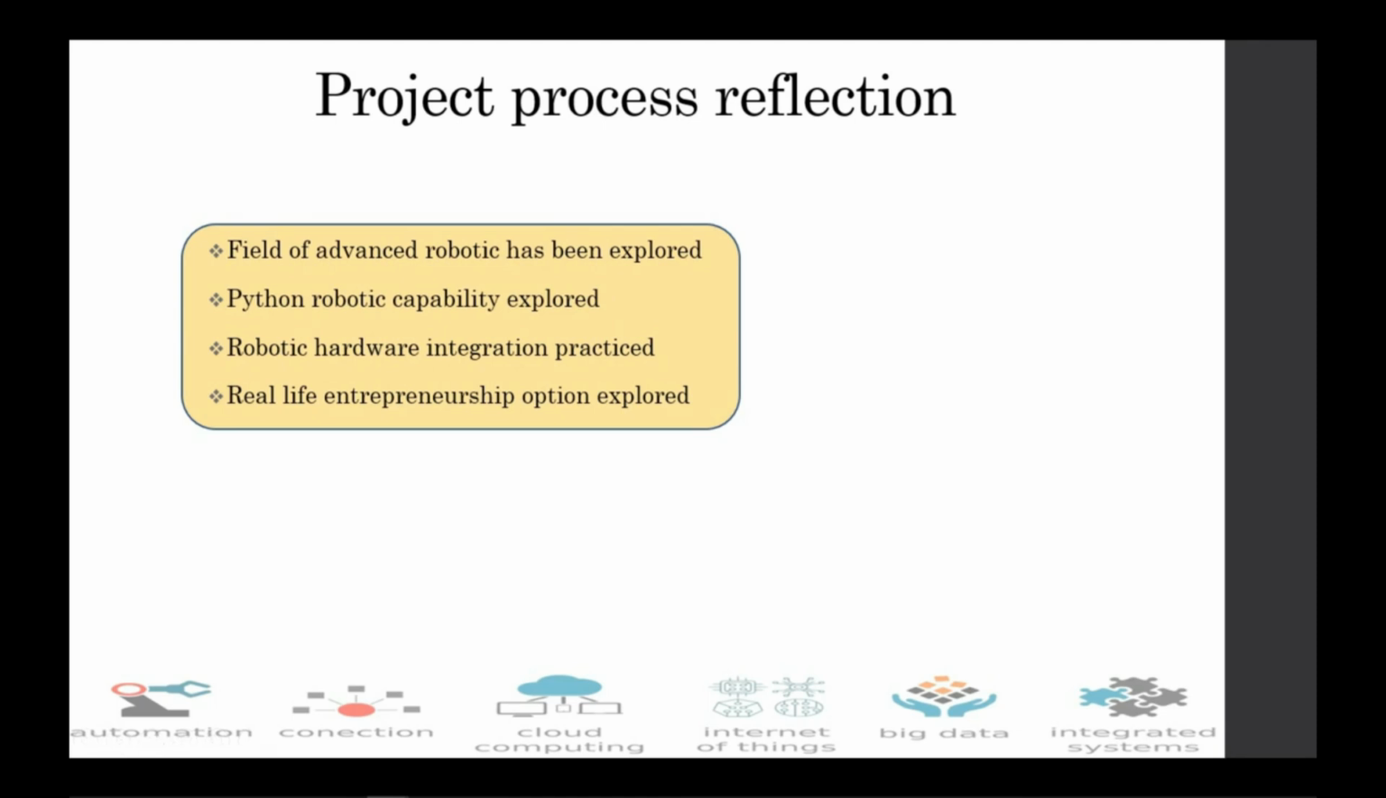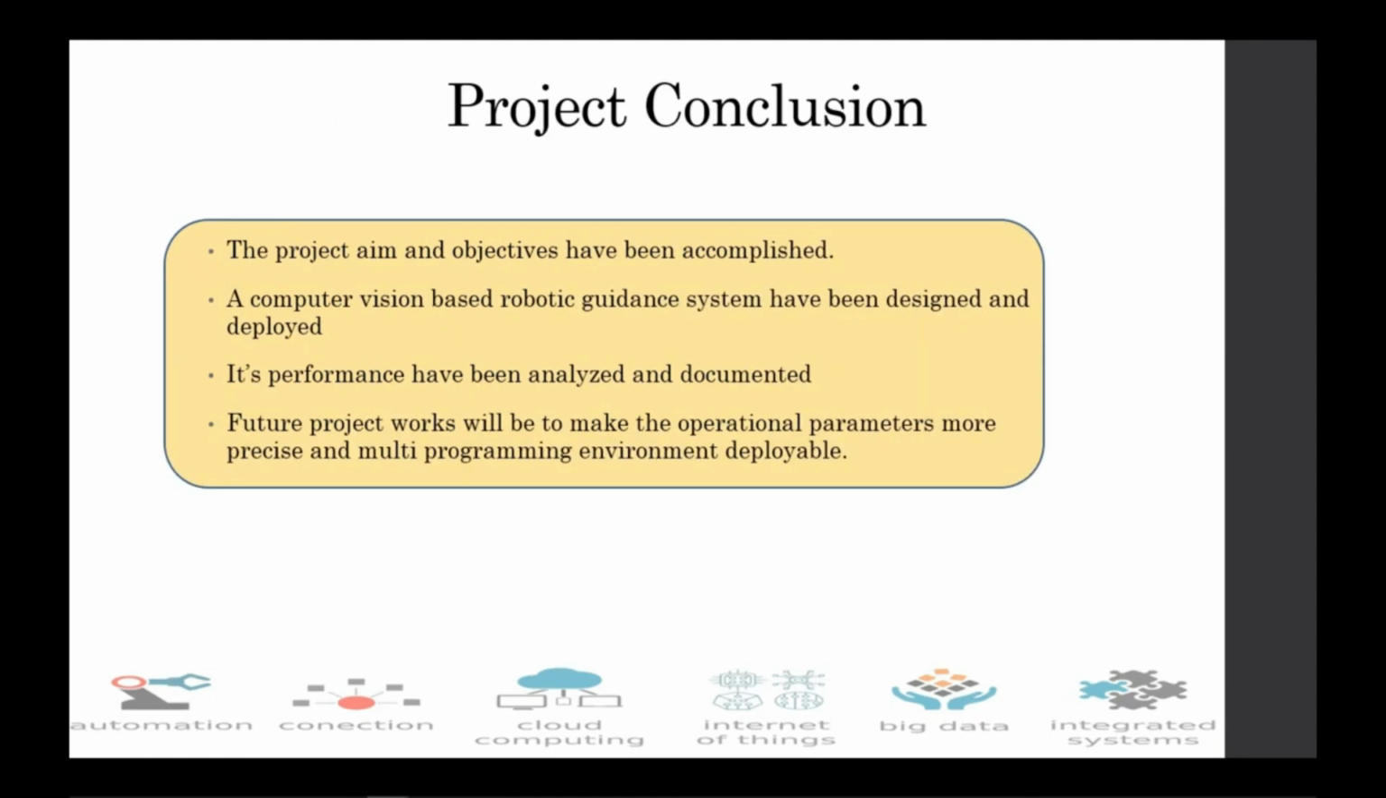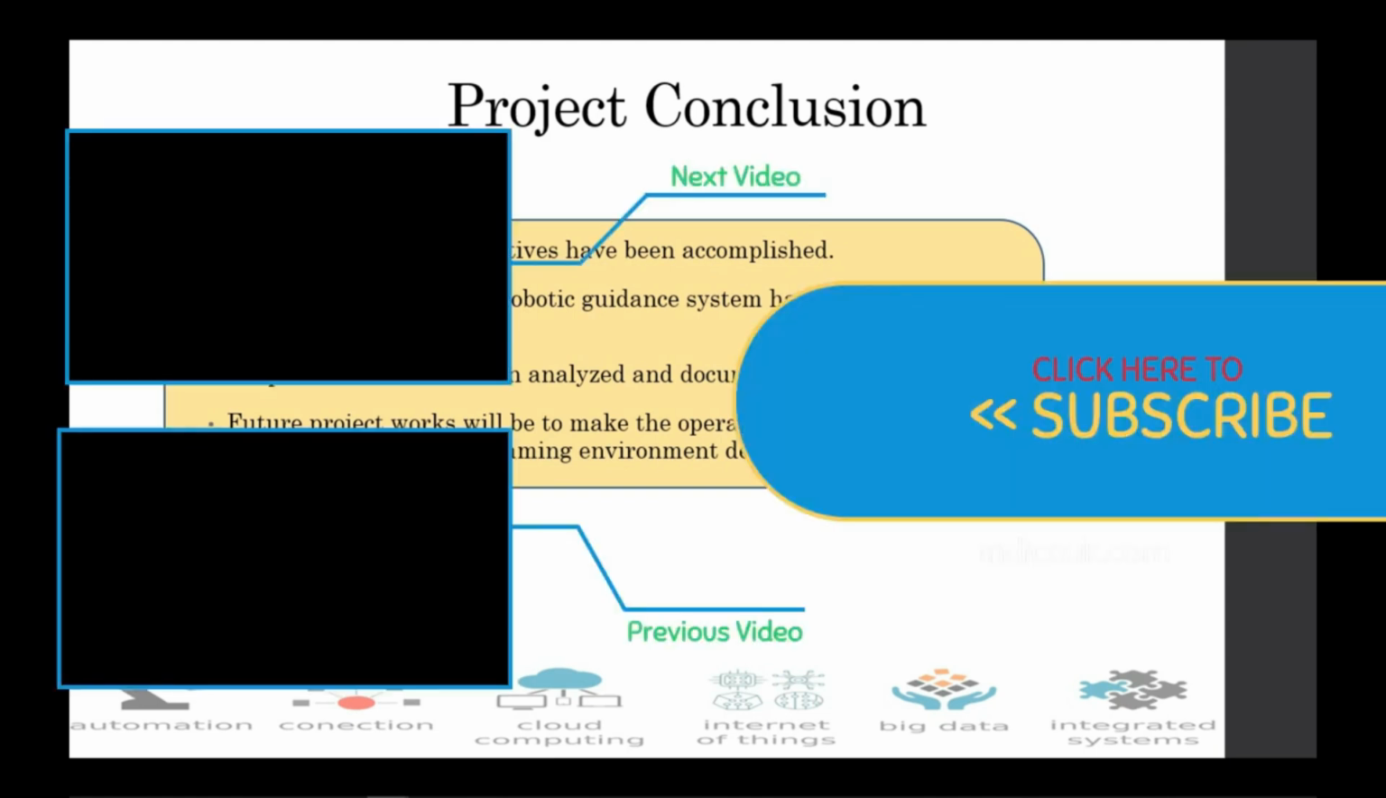Project conclusion: I would like to say the project aim and objective have been accomplished. A computer vision based robotic guidance system has been designed and deployed. Its performance has been analyzed and documented. Future work includes lots of signal processing, to make it perfect and deployable for real life industry.